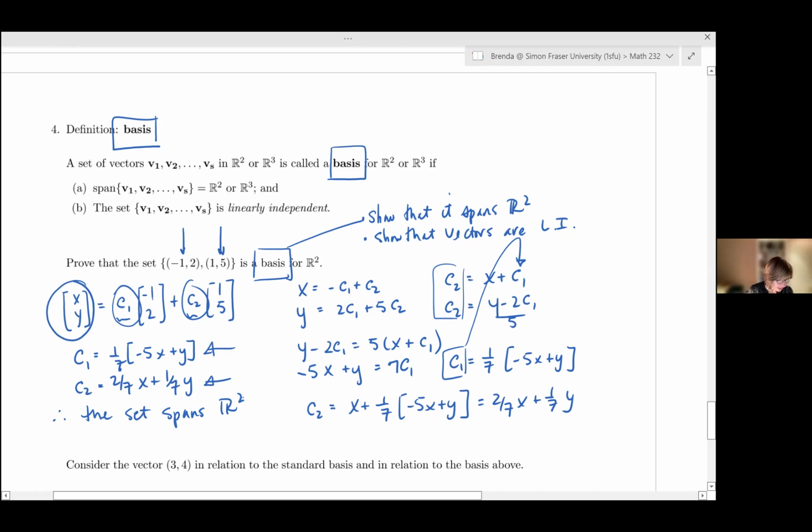Okay, now are they linearly independent? Well, there's only two of them, so I'm just going to check if one is a multiple of the other, and there's no way that I can do this. There is no value of k that will make that true. So -1, 2 cannot be equal to k times 1, 5. So therefore, they are linearly independent. And so therefore, the set is a basis. Okay, span plus linear independence.